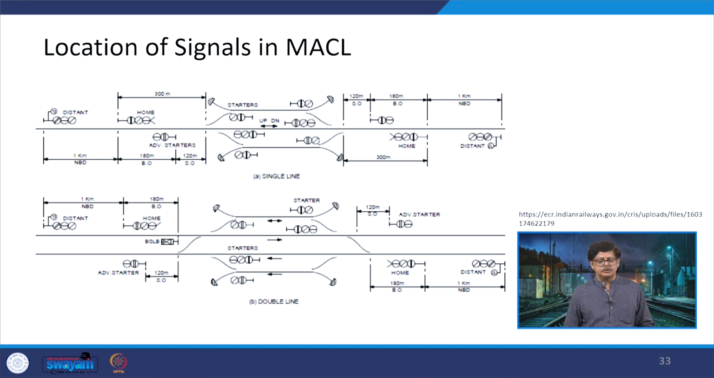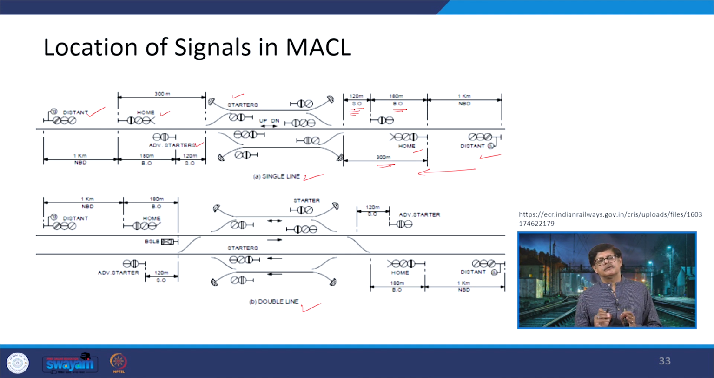So, here the location of signals is being shown for a multi-aspect color light system. What we found is that, say, for single line, and this is for a double line. Here the starters are provided, so up and down movements can be there. There is a home signal, there is a distant signal, and an advanced starter is being shown. Similarly, on the other side we have a distant signal and a home signal. So, the train is coming from this side, so there is a home signal. This is 300 meters, this is 120 meters, 180 meters. This 120 meters is for the station overlap.